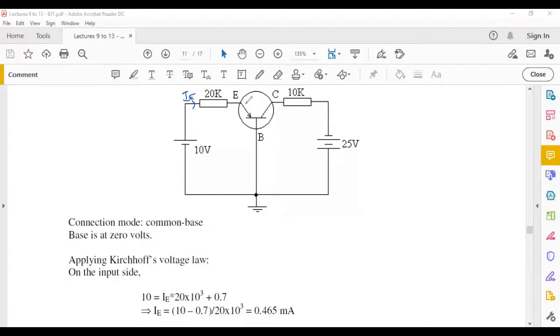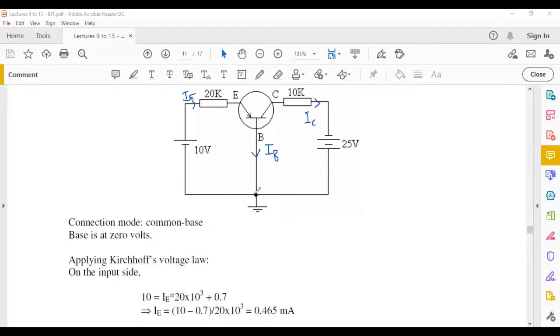Since IE is going into it here, you would have IB going here and IC going here, because this is going into it and will have to split in this way. This is your IB, and this is your IC. It's very important to put the correct direction of current because we will start using them to get the polarity of voltages right. Okay, so let's start for the input side.